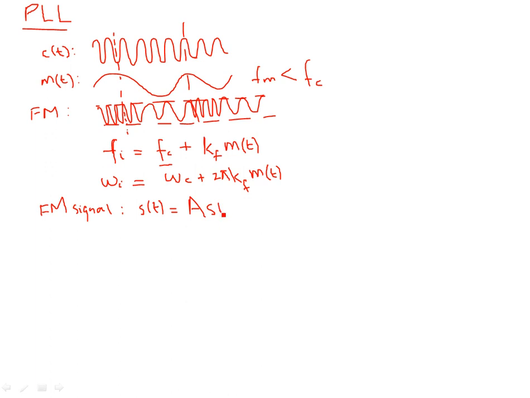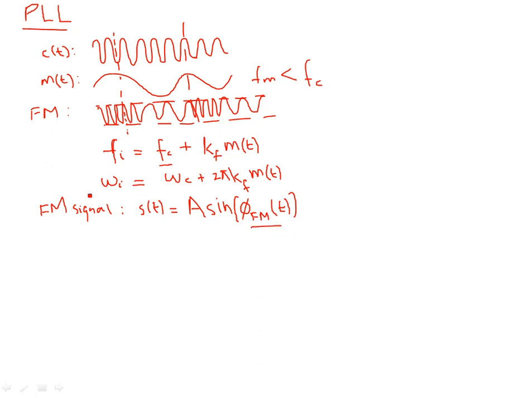sine of phi(t), okay, where phi of FM is the phase of the FM wave, or the FM signal. So this is the phase of the FM signal, which contains the information. It is not an unmodulated carrier now. It contains the information from the message signal, okay.